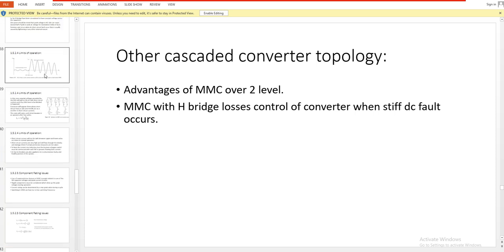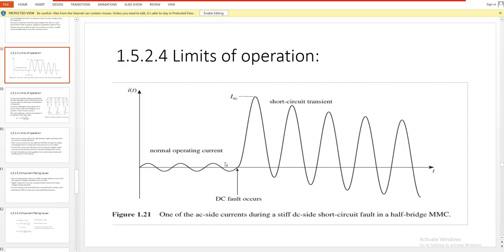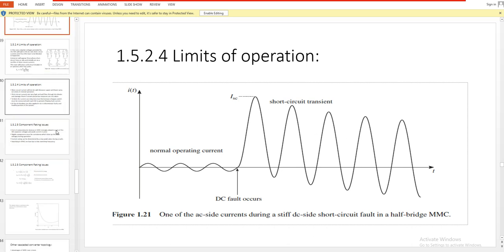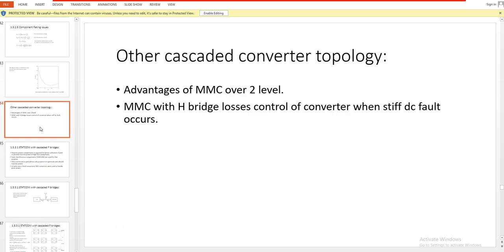And at that time when the stiff DC fault occurs, you can see that a very high short circuit current flows from the converter, and because of this high current there are chances that the diodes of the half bridge may burn out until the circuit breaker opens from the AC side to basically discriminate the faulty and unhealthy portion of the system. So this is what we have discussed.